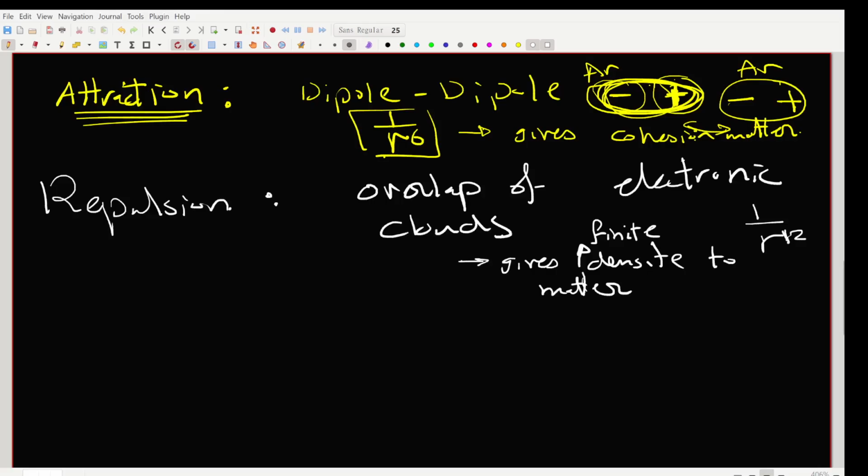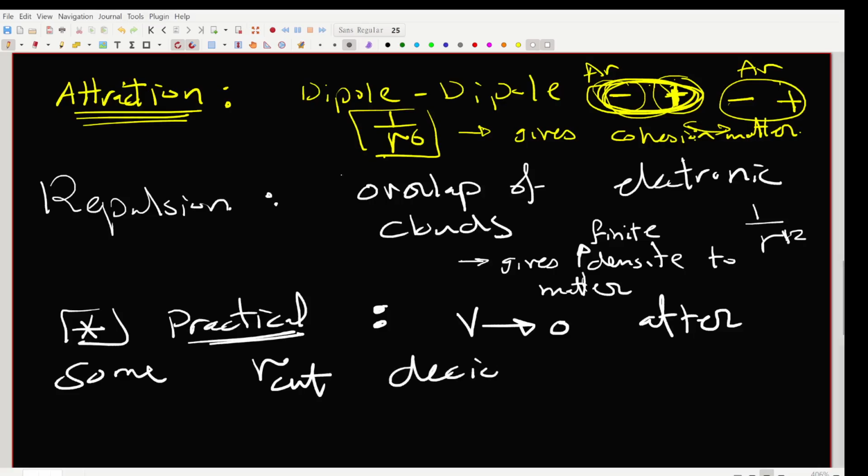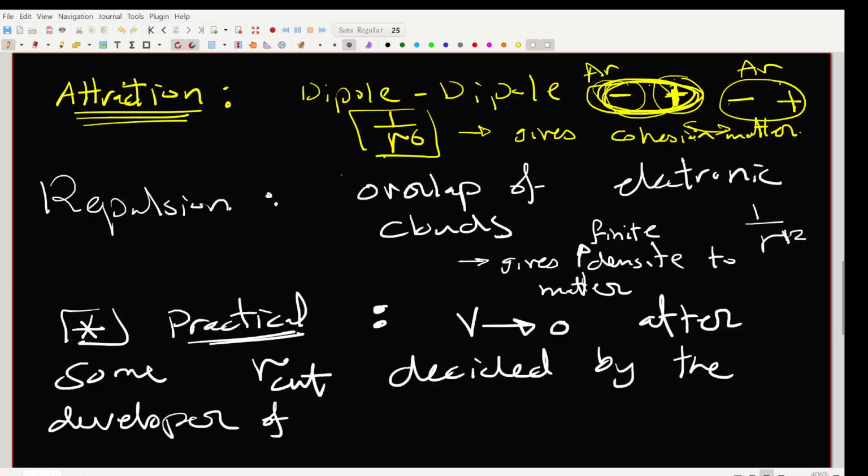Very good. So far, we presented a description for the Lennard-Jones potential, but there is one little detail here. It's a practical detail. Pretty much all that we described is physical in nature, but there is a practical detail here. Typically, the interaction is cut after some recommended cutoff distance. So V is assigned to 0 after some R cut, decided by the developer of the potential.